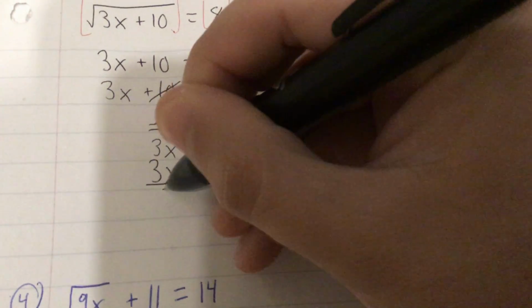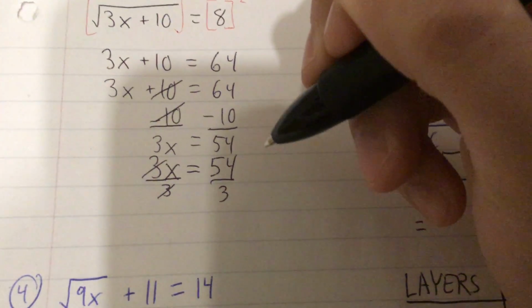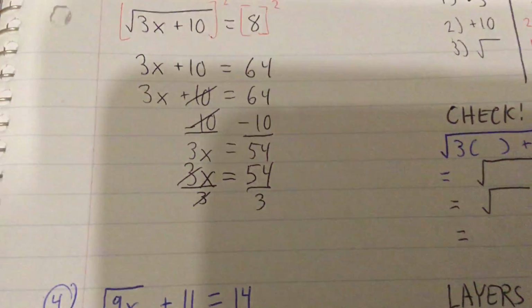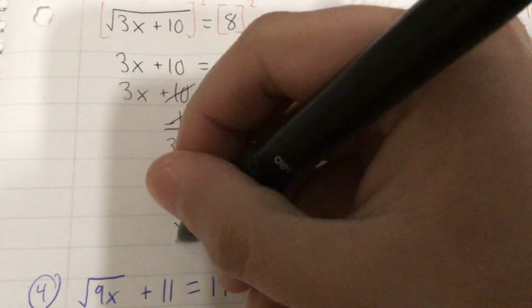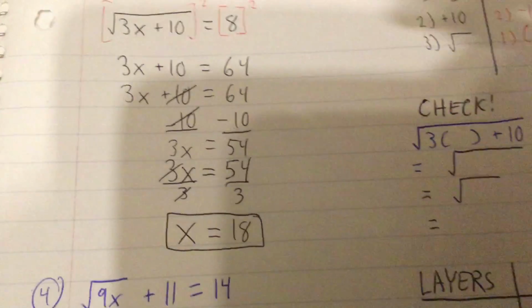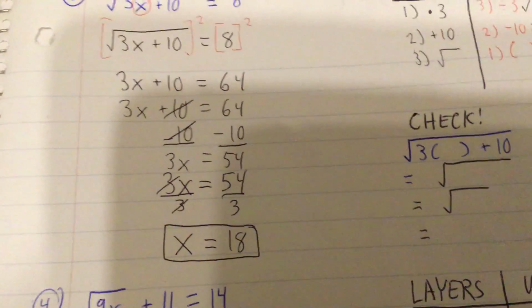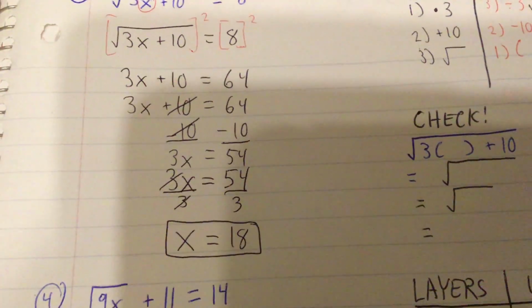I'm going to divide both sides of the equation by 3. 54 divided by 3, I believe, is 18. So x is equal to 18. I just counted backwards from 60. 3 times 20 is 60, and I counted backwards. 57 would be 19, and 54 would be 18.